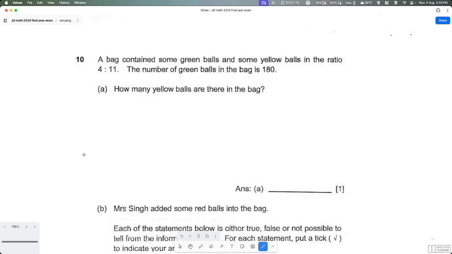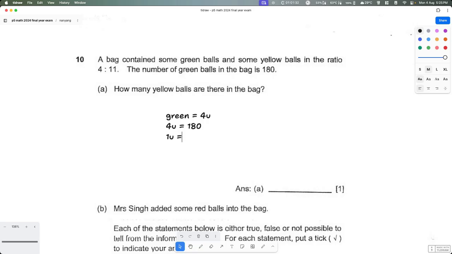Question number 10. A bag contains some green balls and some yellow balls in the ratio 4:11. The number of green balls in the bag is 180. How many yellow balls are there? Okay, so green, let's go to 4 units. So 4 units is equal to 180. Then 1 unit is equal to 180 divided by 4. This will be 45.